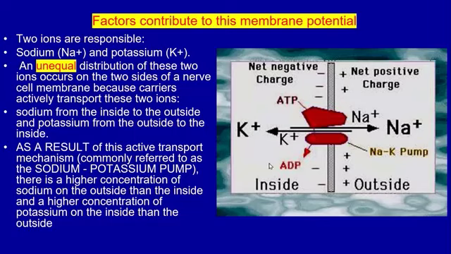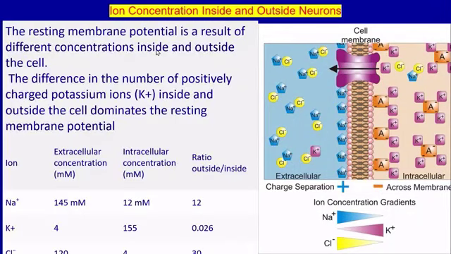The sodium-potassium pump maintains a higher concentration of potassium inside and a higher concentration of sodium ions outside of the cell membrane. Ion concentration inside and outside of the neuron. The resting membrane potential is a result of different concentrations inside and outside of the cell. The difference in the number of positively charged potassium ions inside and outside the cell dominates the resting membrane potential.